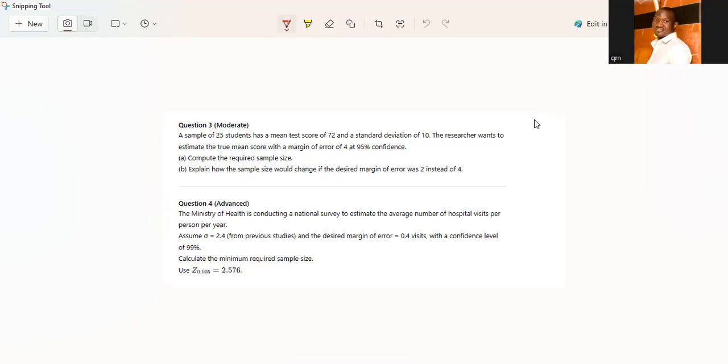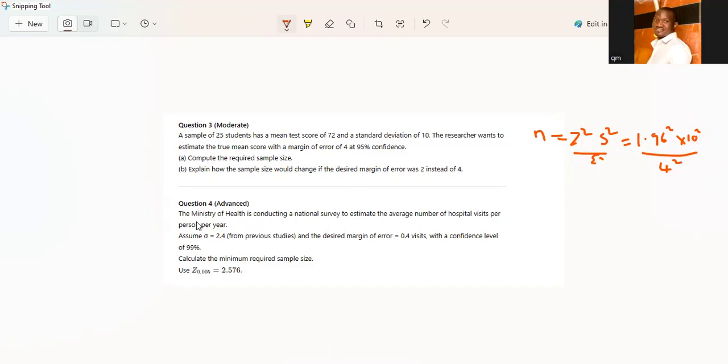So what formula do we use? Not the proportion formula, but Z squared sigma squared over E squared. What is our Z at 5%? 1.96. What is our standard deviation? It's 10. Sometimes we're given the variance, 100; you square root it, then you square it, or you put it as it is, because standard deviation squared is the variance. Then our error is 4. You calculate the sample size. Then part B: if we change the 4 to 2, what will be the effect on sample size?